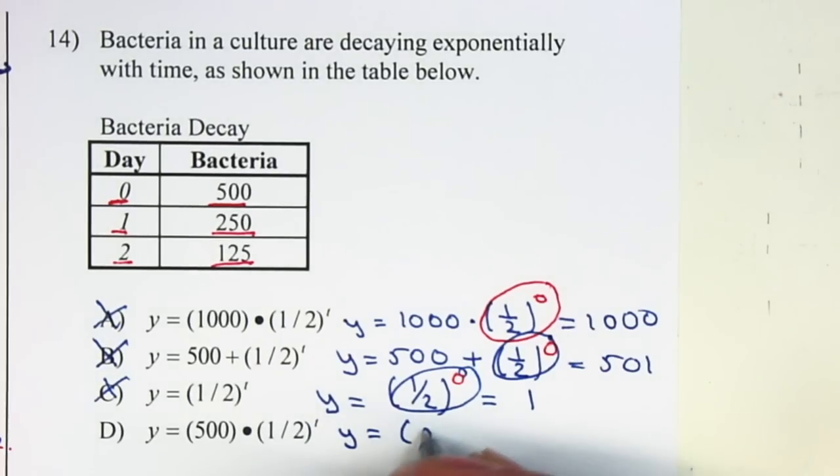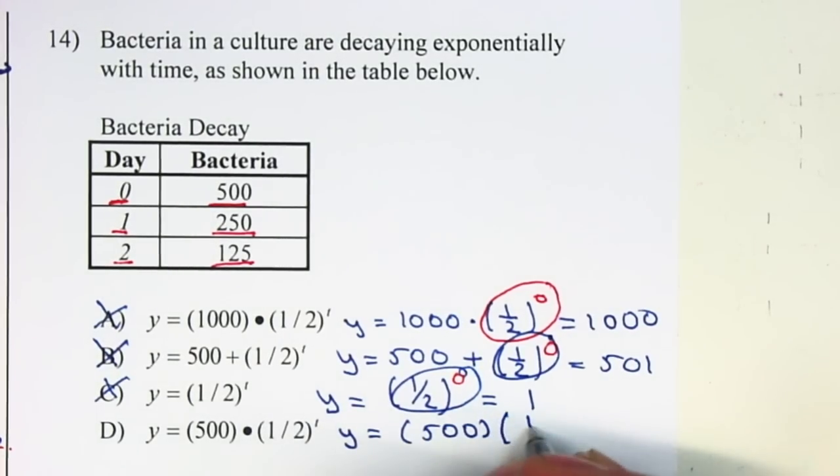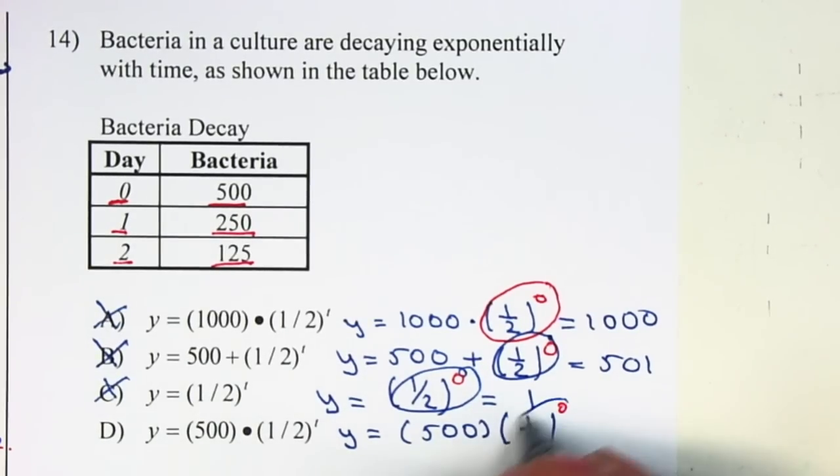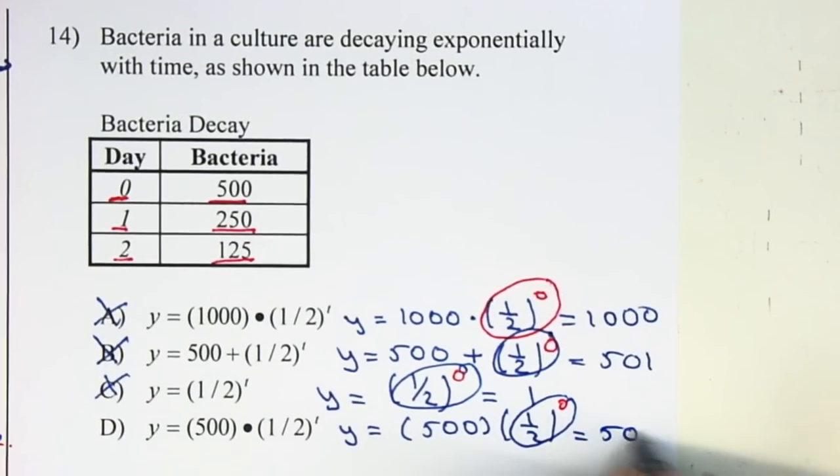Y is equal to 500 multiplied by 1/2 to the 0. Anything to the 0 power is equal to 1. So 500 times 1 is 500. That works.